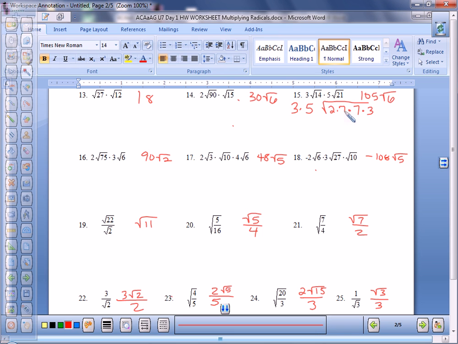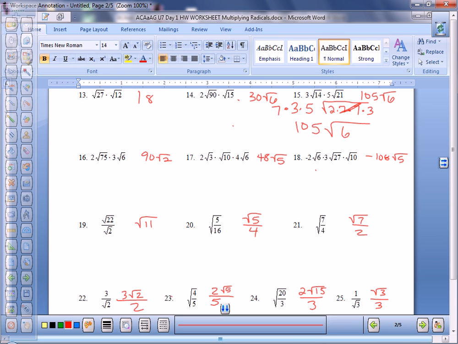Well, what is 7 times 7? 49. And the square root of 49 is 7. So you'd multiply all these. 15 times 7 is 105. And that leaves a 2 and a 3 under the radical, which is 6. And there's not a perfect square that divides into 6, so we're done.